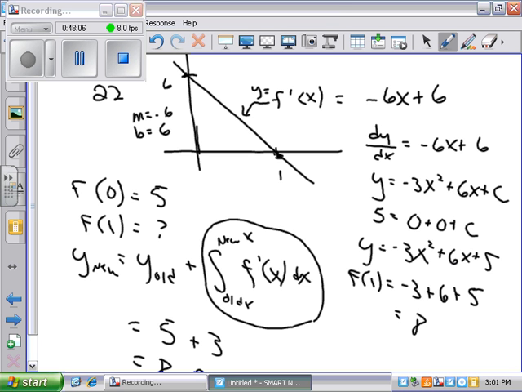If you want to get what f of 1 is, it's f of 0 plus the definite integral from 0 to 1 of the derivative. But realizing that was just the area underneath was very good. Big time saver.